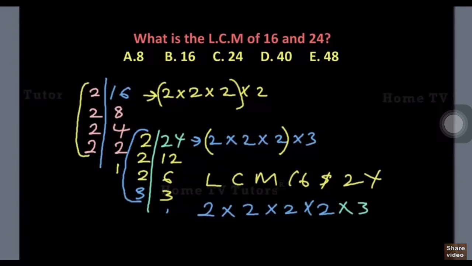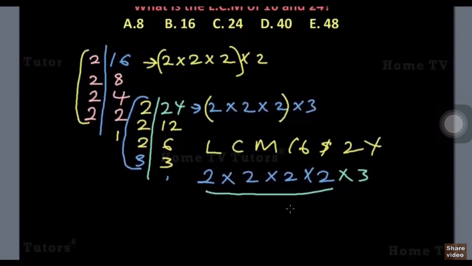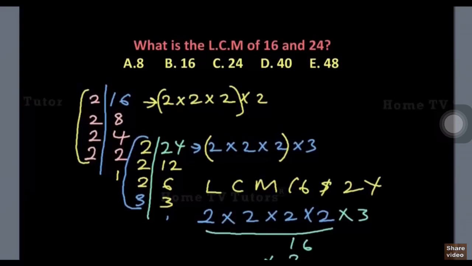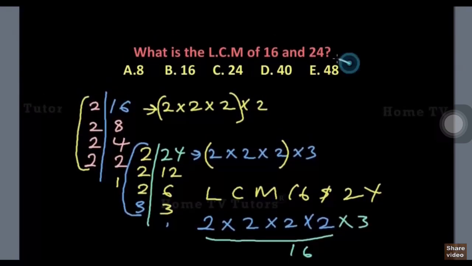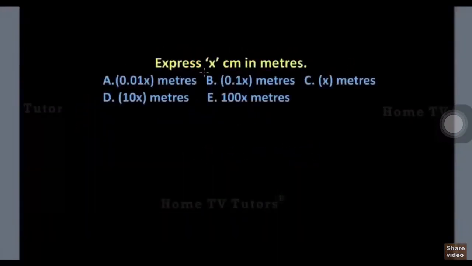I hope you are also trying to get this. So 2 times 2 times 2 times 3. It gives us what? 48. If you can't multiply at once, you can also do this, just like you can see on the screen. 2 times 2 times 2 times 2 gives us 16, then 16 times 3 gives us 48. So that is option what? That is option E.